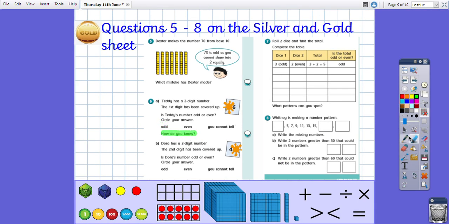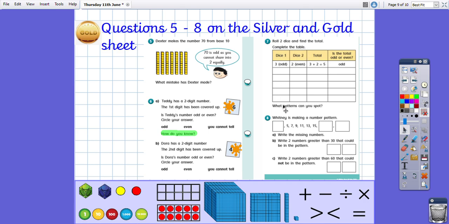Dora has a 2-digit number. The second digit has been covered up, so her ones digit. Is Dora's number odd or even? Circle your answer, and I want you to tell me how you know for that again. It's really important. Question 7, roll 2 dice and find the total.